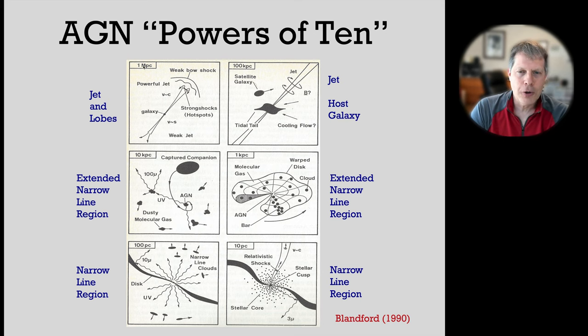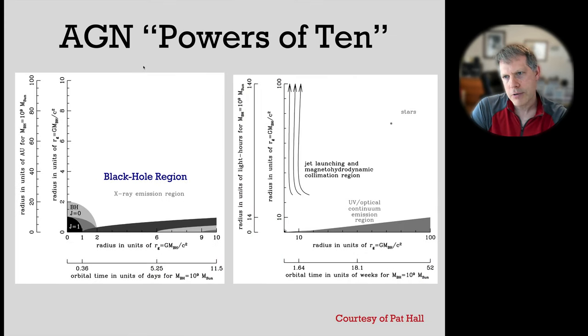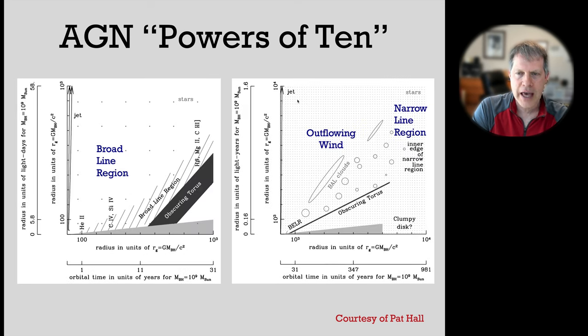So we observe jets exhibiting all sorts of fascinating behavior from the immediate vicinity of the supermassive black hole all the way out to megaparsec scale. So this is a phenomenon that spans almost all of the powers of 10, essentially all the powers of 10 that I've talked about in this entire course. Jets can be there. Now, they're not always there. At least strong ones aren't always there. But when they are there in a strong manner, they can extend over an enormous range of scales.